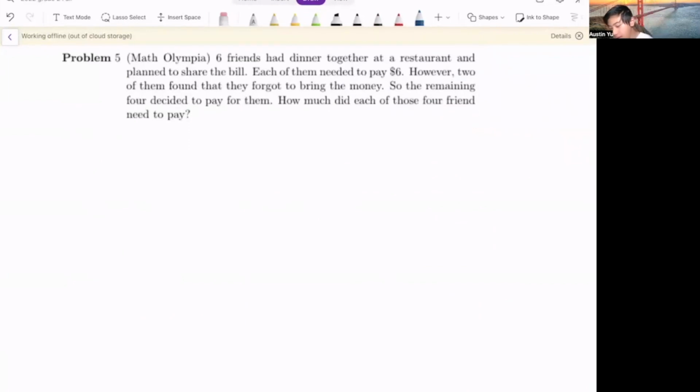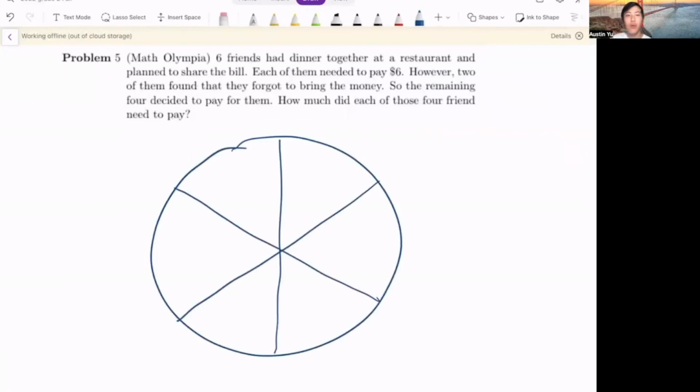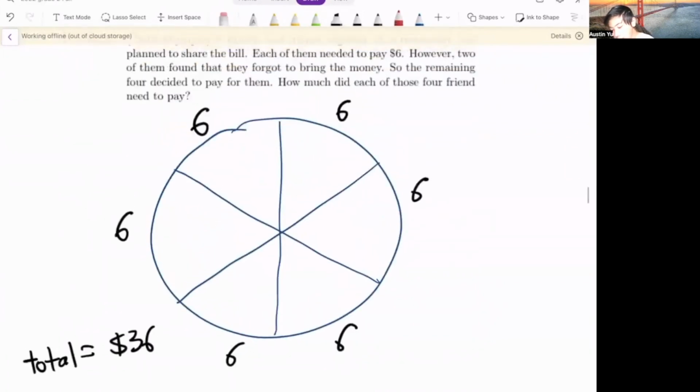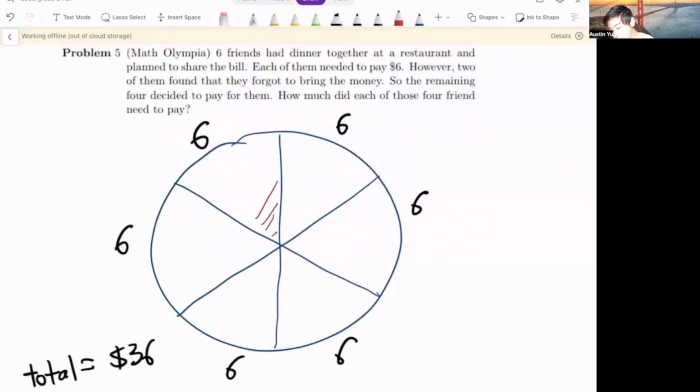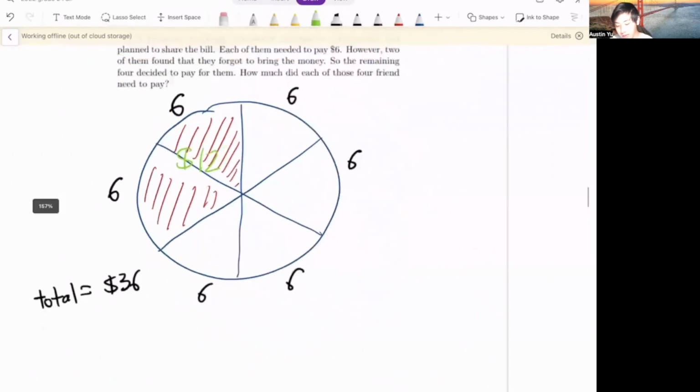So let's draw a circle. 6 friends. And each piece of this circle represents one friend. So on the outside, let's draw the total that they needed to pay, which was $6, which means that the total meal was supposed to be $36. But 2 of them forgot to bring the money, so we shade in the 2 that cannot pay since they don't have the money, and that is $12 needed to pay from the rest of them.